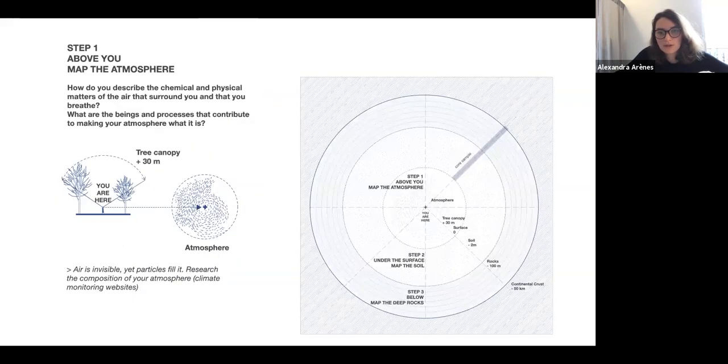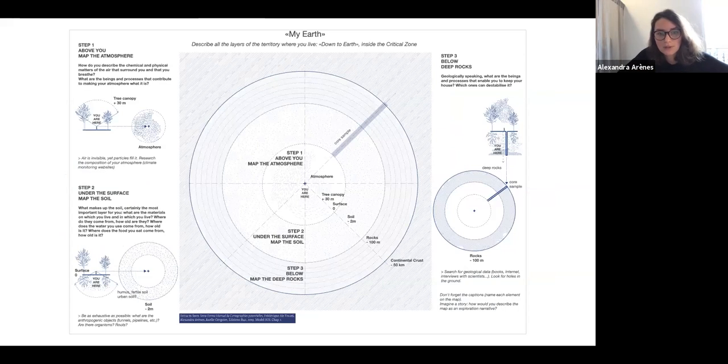So maybe I will just come back to the A3, the sheet that you will have, or maybe you already have it. How do you describe each layer of the critical zone from the atmosphere to the deep rocks? And don't forget the captions. It's very important to name every element on the map. And then maybe also imagine a story. Imagine that you have to explain this map, which kind of exploration narrative could you use?